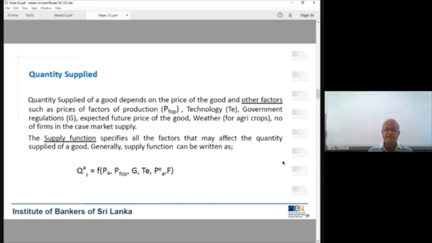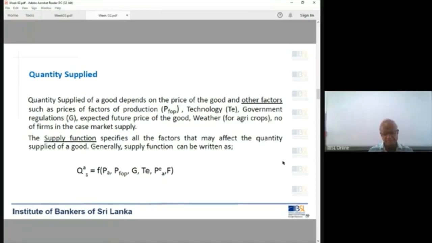Supply side, I think I discussed. Yes. Okay, I think this is the starting point. Like the demand curve, we discuss the supply function, supply schedule, supply curve. The supply function specifies all the factors that affect the quantity supplied of a good or service. What are these factors? Quantity supplied of paddy.